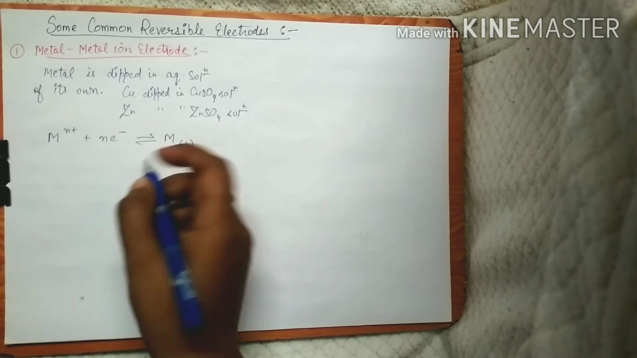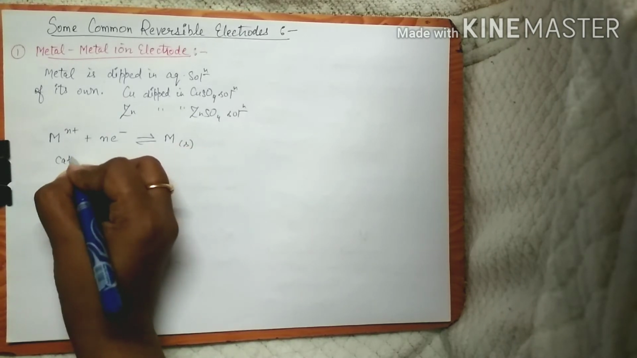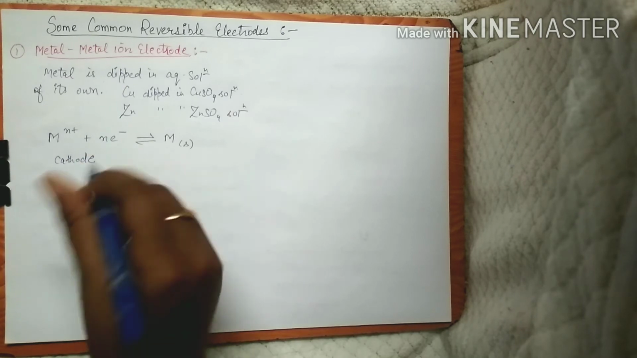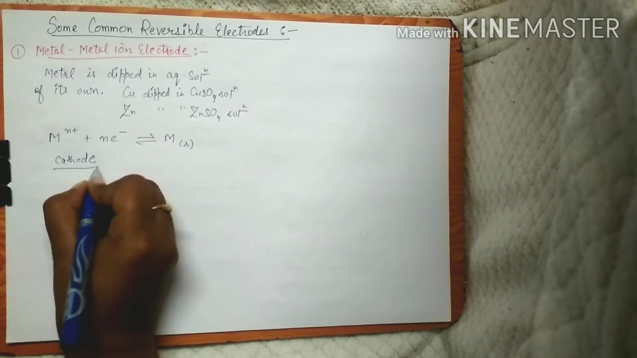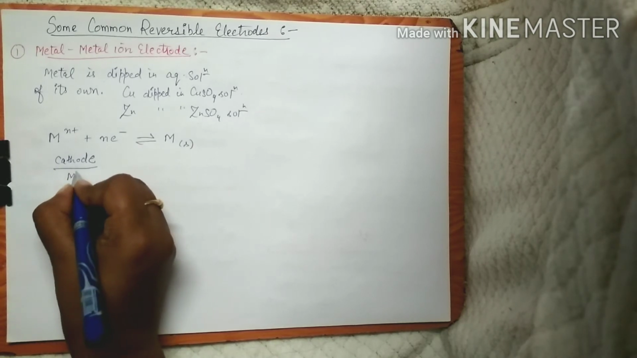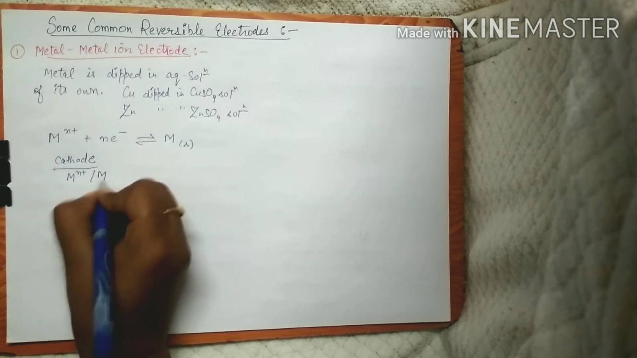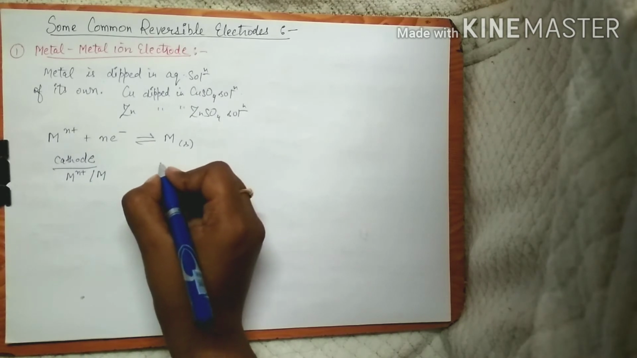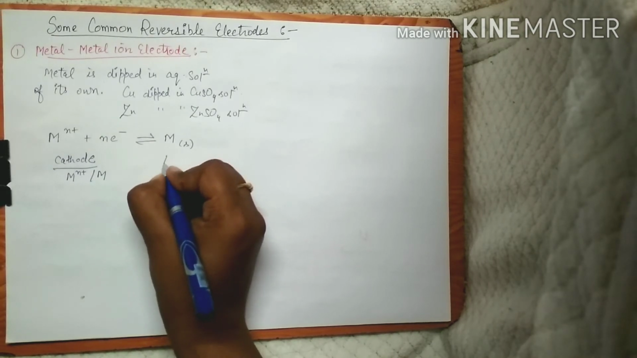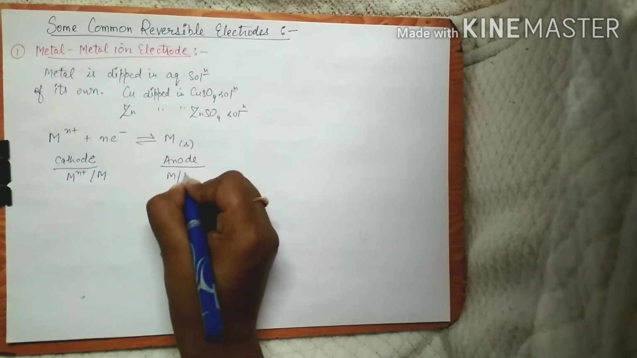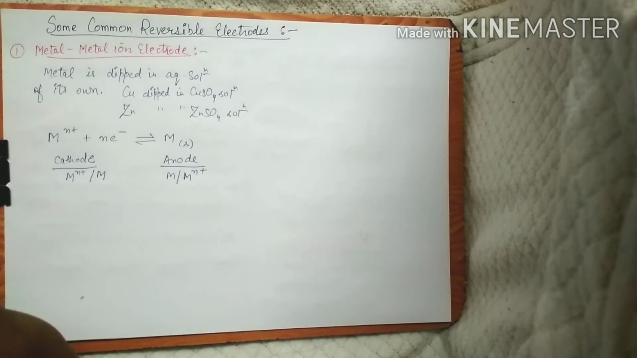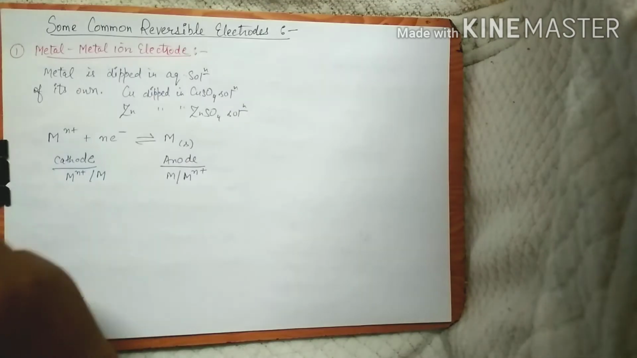So what happens at cathode? If this metal ion electrode is acting as a cathode, then the representation will be M^n+ to M. If it is acting as anode, then we'll represent it like M to M^n+. So this is your first type of reversible electrode, the metal ion electrode.